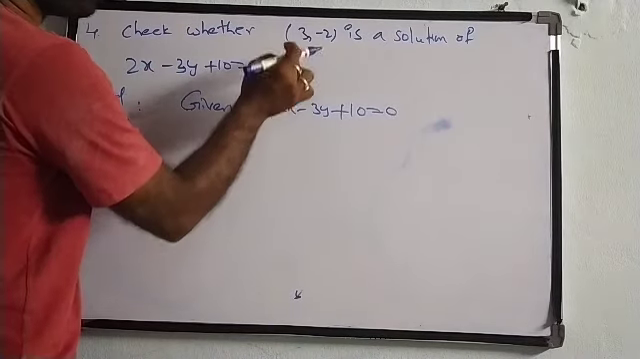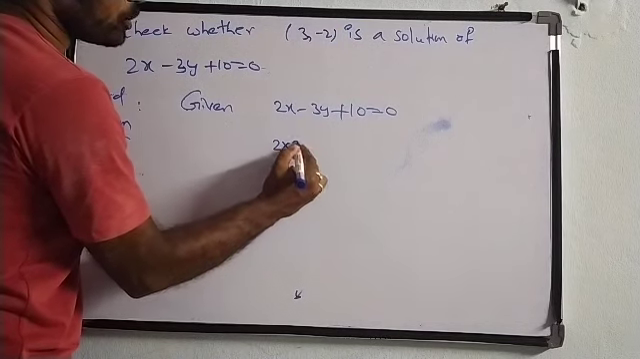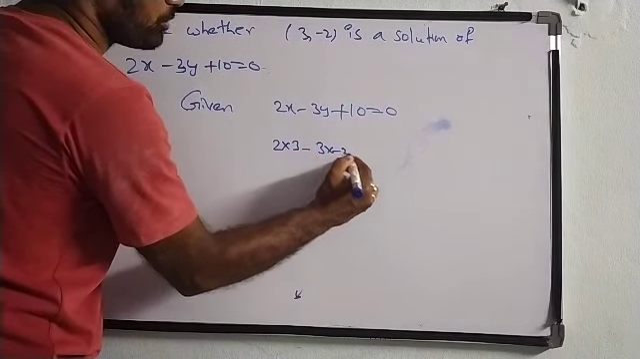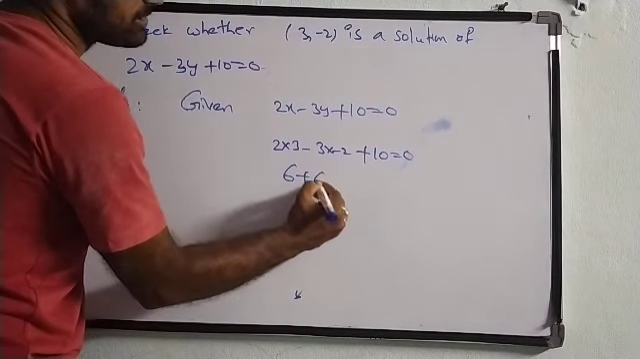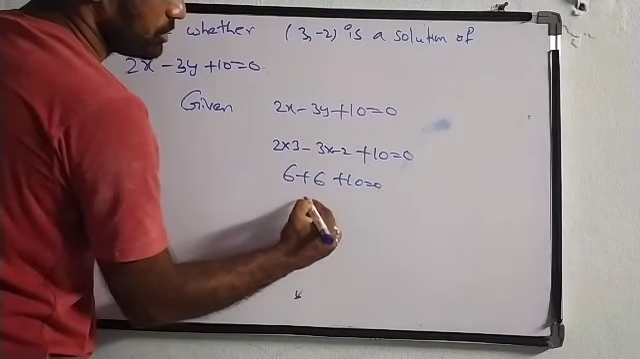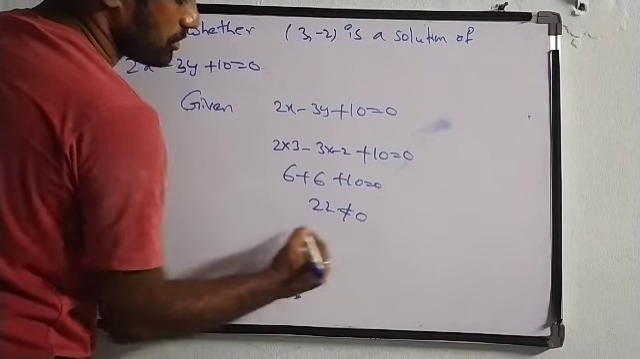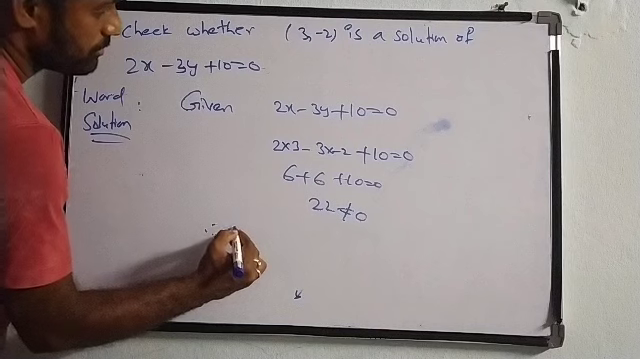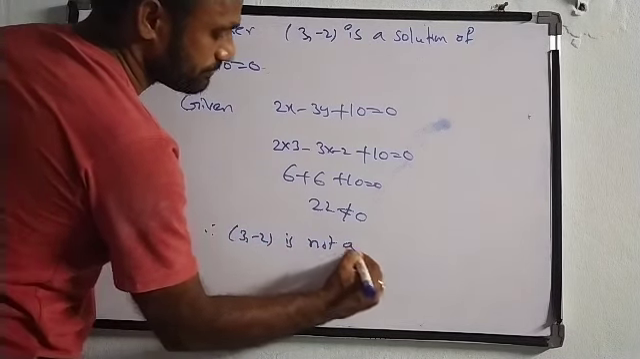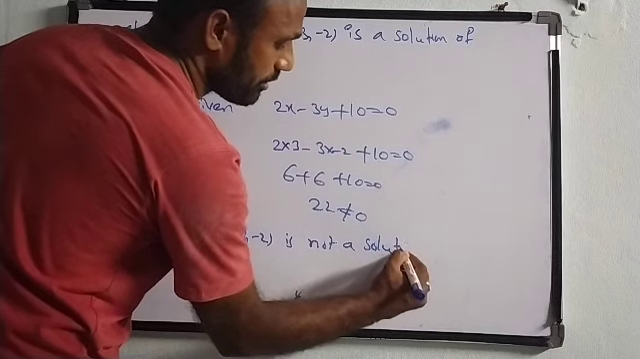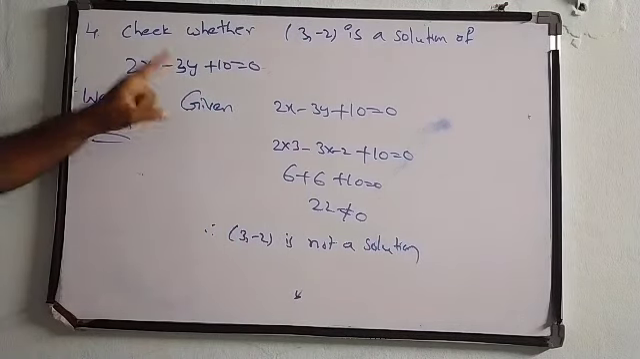I need to substitute x as 3 and y as -2. So it will be 2 into 3 minus 3 into -2 plus 10 equals 0. So 6 plus 6 plus 10, 12, 22, which is not equal to 0. Therefore (3, -2) is not a solution of 2x - 3y + 10.